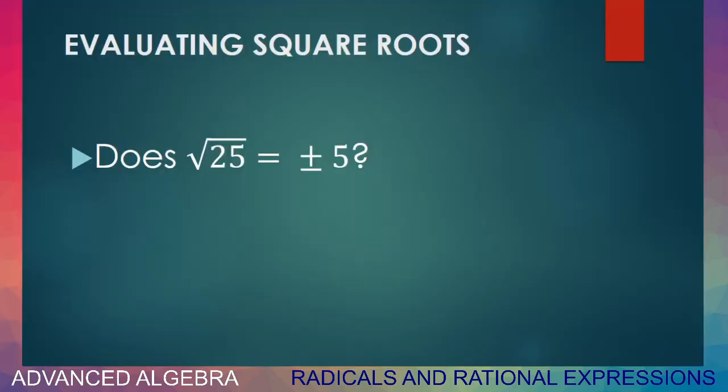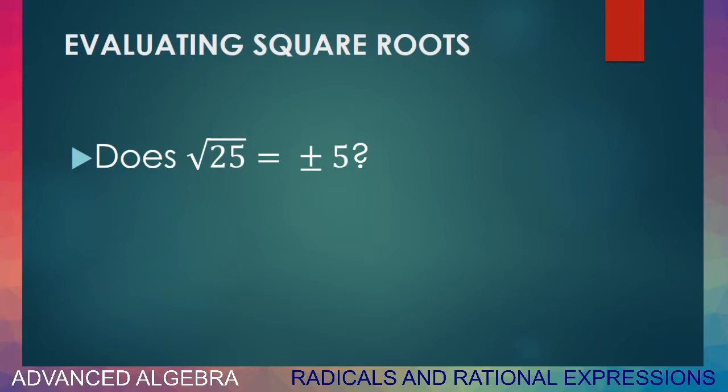Okay. So, based on the definition ng ating principal square root, so thus the square root of 25 is equals to positive, negative 5. Is that true? Totoo ba yan? Since the square root of 25 is equals to positive and negative 5. So, palagay nyo, kapag pinag-uusapan si principal square root, totoo ba yan? Okay, based on our discussion kanina, it is not.